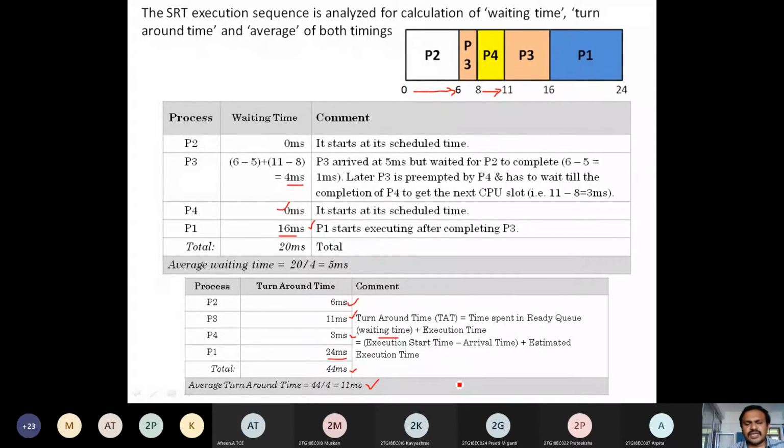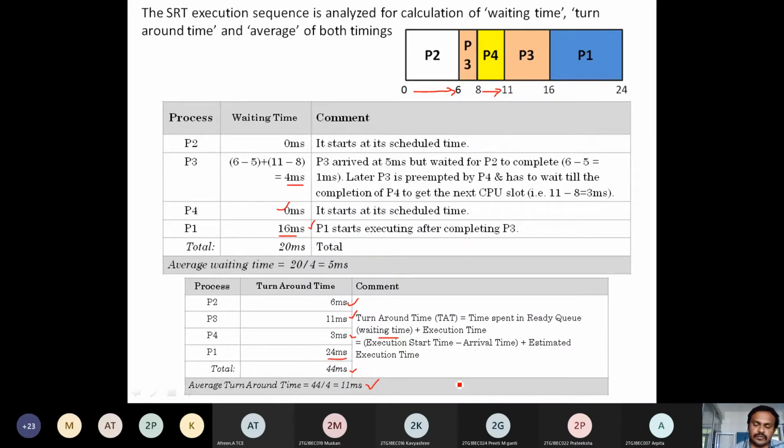So any process may complete its process within 11 milliseconds on average, because some processes are going to complete immediately. Based on this rough calculation, the average turnaround time is about 11 milliseconds based on this SRT technique. This is the SRT technique.